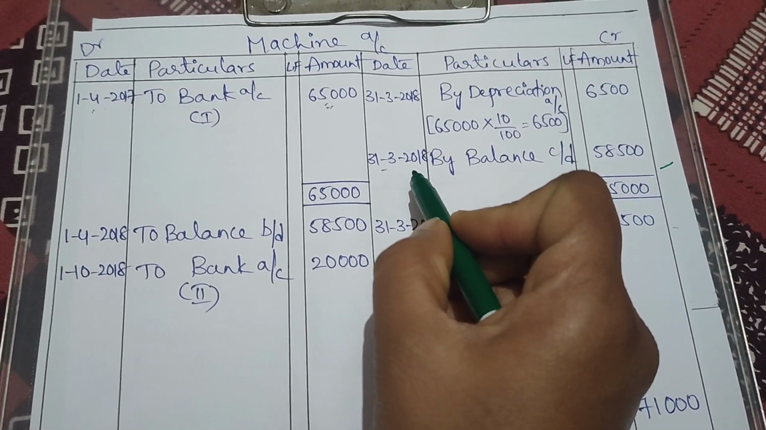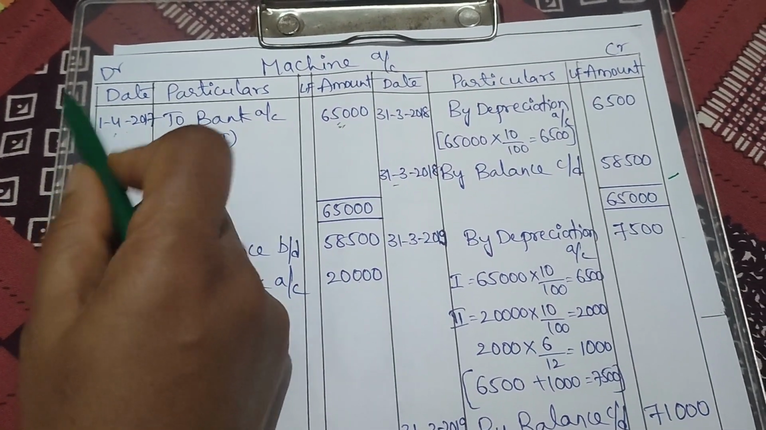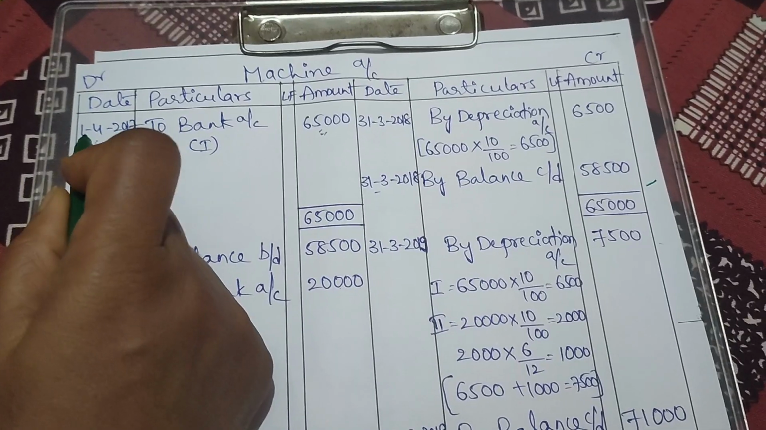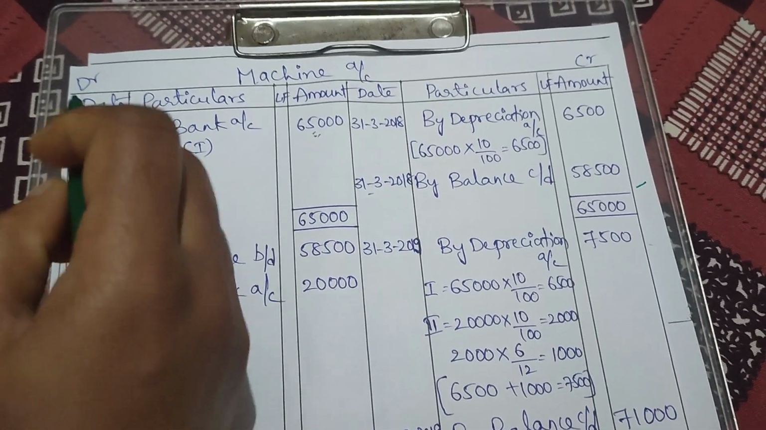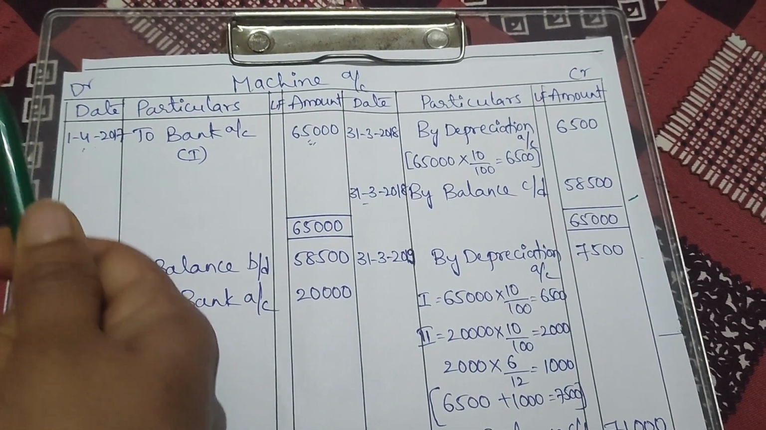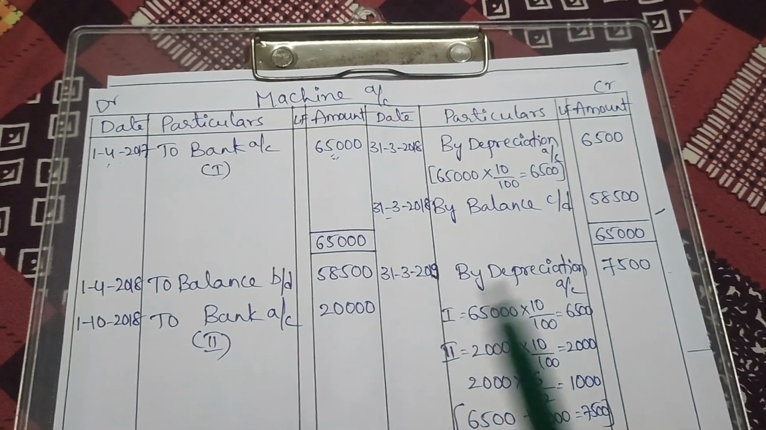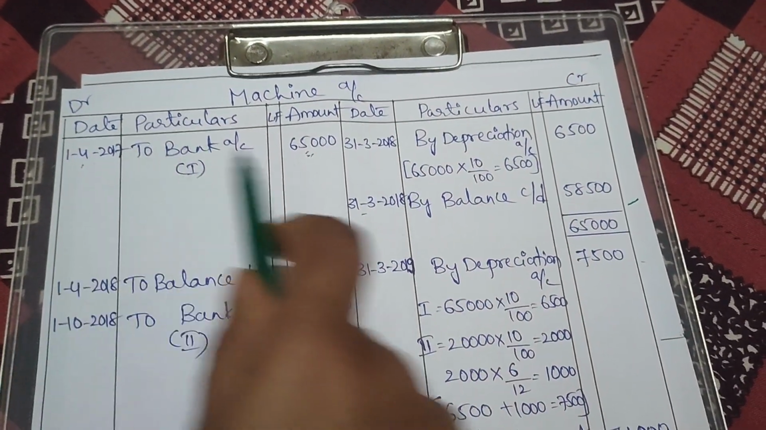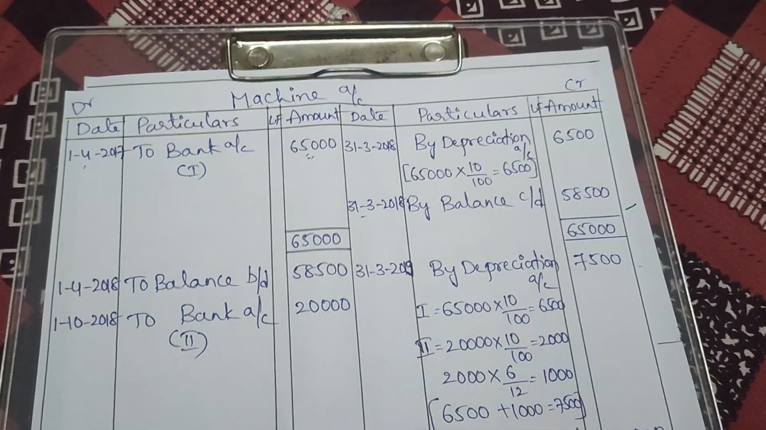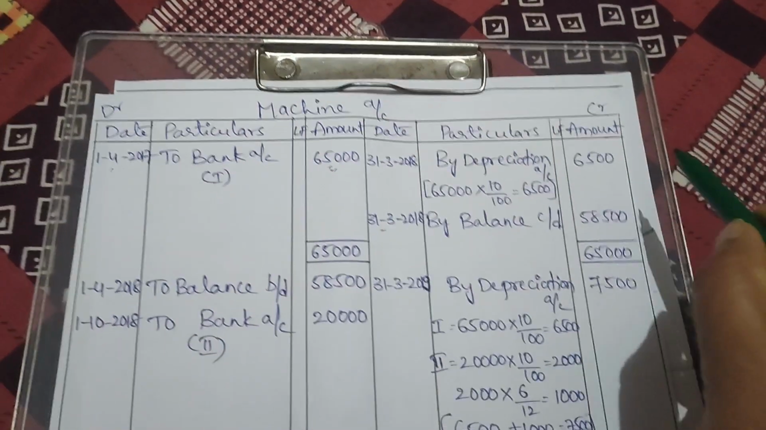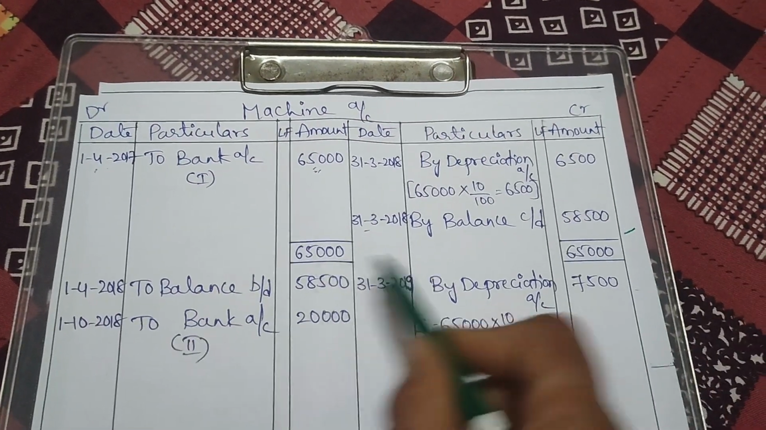Because they are following the financial year, it starts from 1st April, and they purchased the machine also on 1st April. Here we record only the purchase date, so the purchase date as well as the starting date is the same. And the ending date is 31st March 2018. The 1-year account is finished. Let us go to the second year.